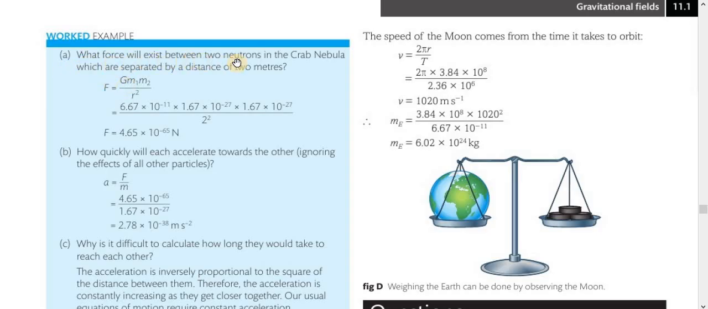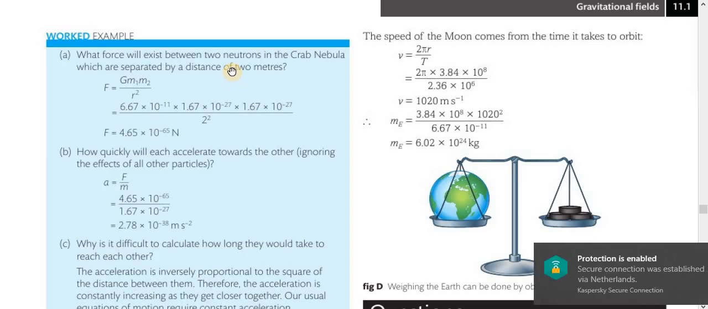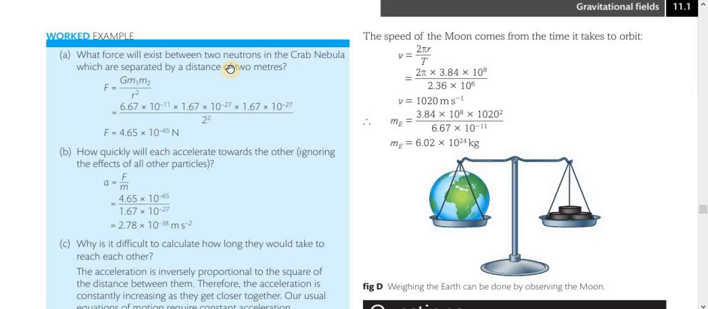What force will exist between two neutrons in the Crab nebula which are separated by a distance of 2 meters? Two neutrons separated by a distance of 2 meters. So we assume that the distance between the centers of masses of the two neutrons is 2 meters, and 2 meters is a very large distance compared to the radius of the neutron. Okay, so here when they say 2 meters, we assume it's from the center of one neutron to the center of the other neutron. Now we'll use this equation.